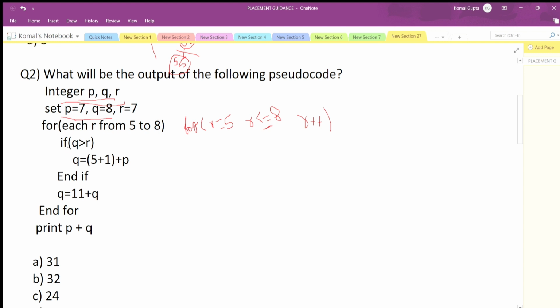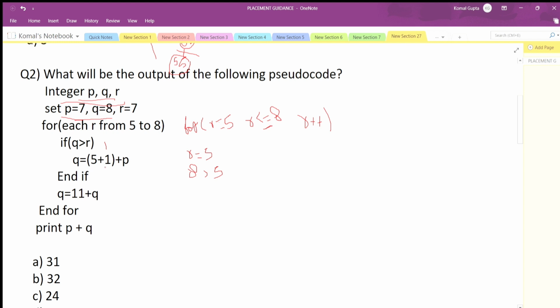So now what they are doing, in the starting the value of r will be 5. Now we will come inside this for loop. What it is saying, if q is greater than r, so the value of q is 8. So is 8 greater than 5? Yes, true. So we will come inside this if.